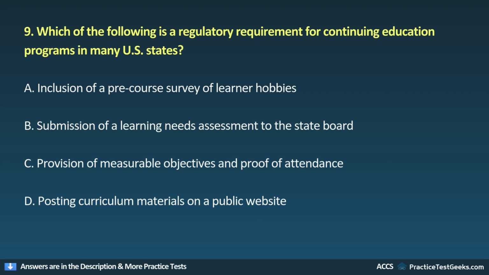9. Which of the following is a regulatory requirement for continuing education programs in many U.S. states? A. Inclusion of a pre-course survey of learner hobbies. B. Submission of a learning needs assessment to the state board. C. Provision of measurable objectives and proof of attendance. D. Posting curriculum materials on a public website.